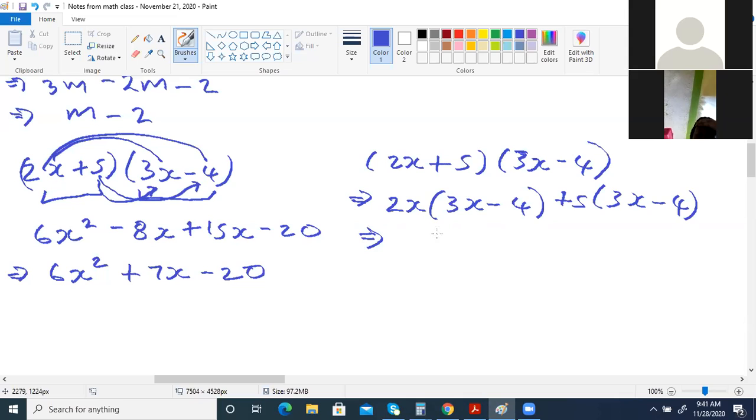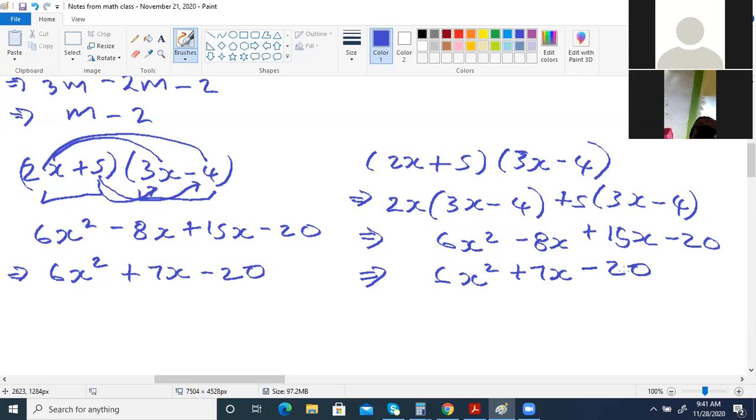So this becomes 6x squared minus 8x. And then you come here now, you remember how to do this. This is just 5, not 5, 15, 15x, and then the 5 times the minus 4, and you get minus 20. And then to simplify, 6x squared, this is plus 7x minus 20. And you're done, right? So you get the same answer.